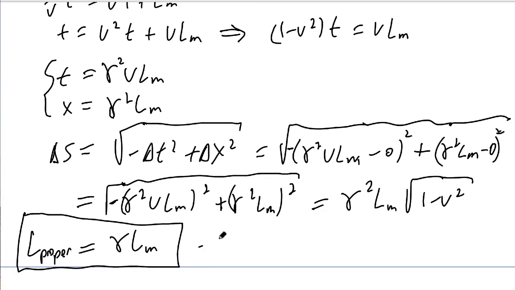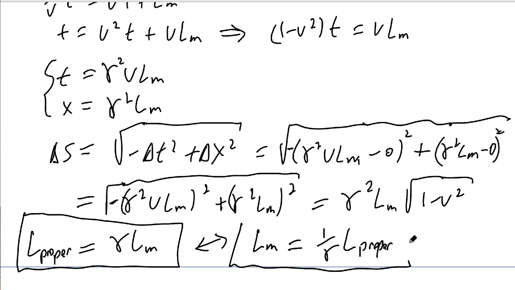All right, so of course we can turn this around and write the length of the moving rod as 1 over gamma times the proper length. So moving rods are shorter. Gamma, remember, is always greater than 1. So we're dividing the proper length by something larger than 1. We get a smaller length. So moving rods are indeed shorter.